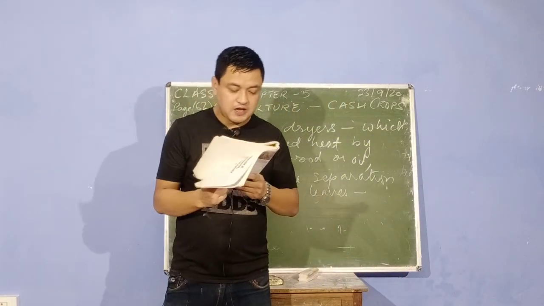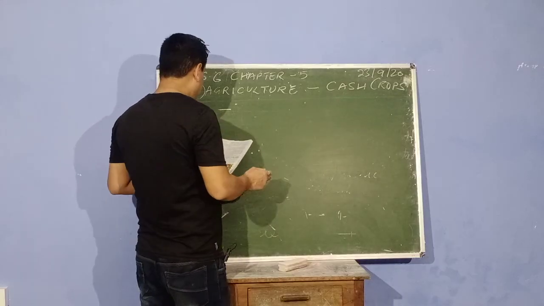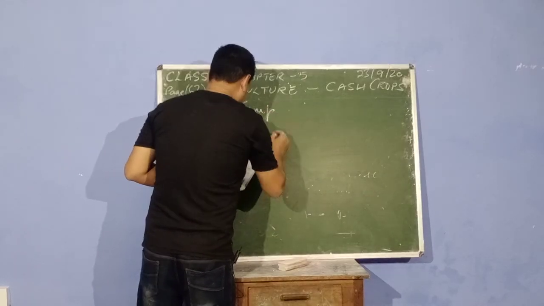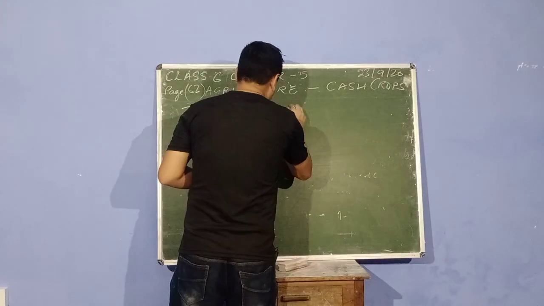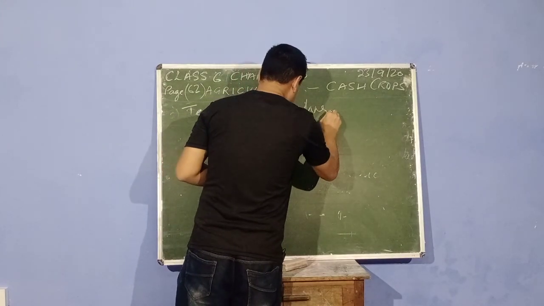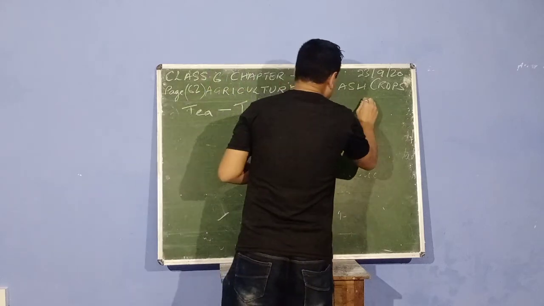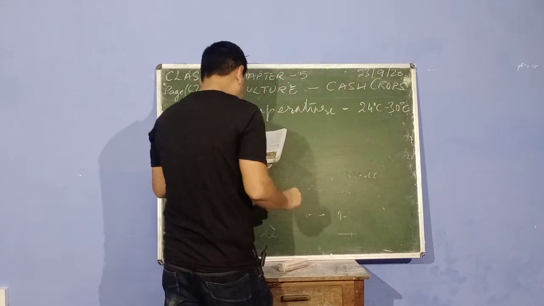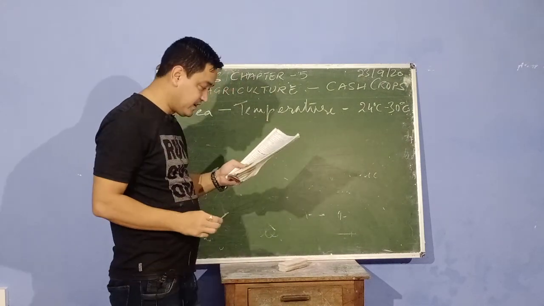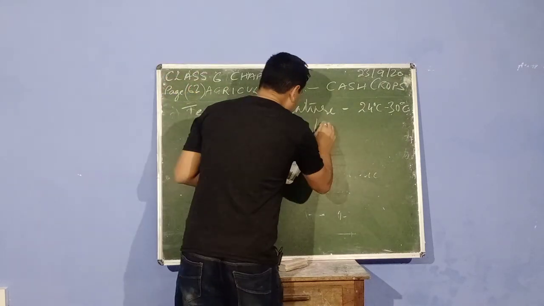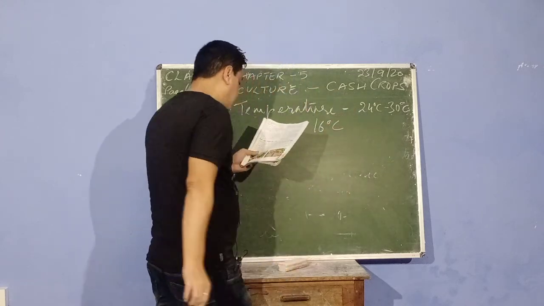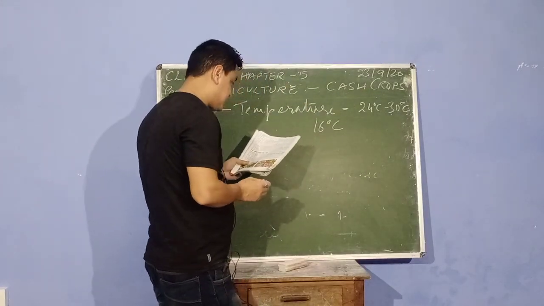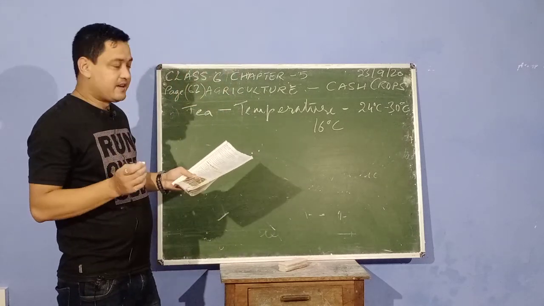After this, we are looking at the temperature. Now we are studying the temperature required for growing tea. It is 24 degrees Celsius to 30 degrees Celsius, which is ideal for growing tea. But the minimum temperature required is 16 degrees Celsius. Higher temperatures are required in summers.